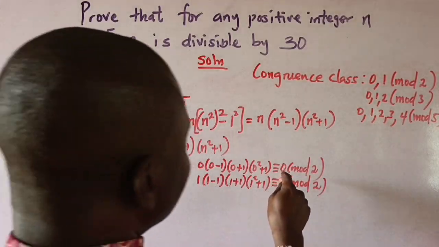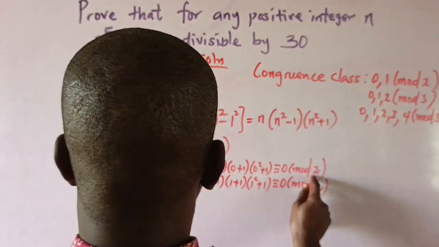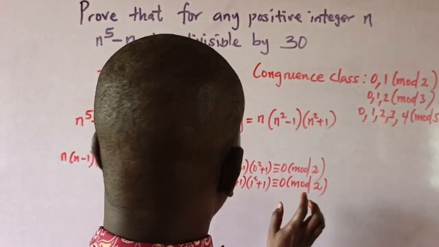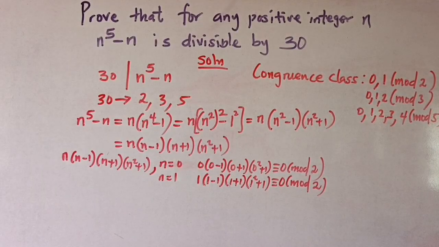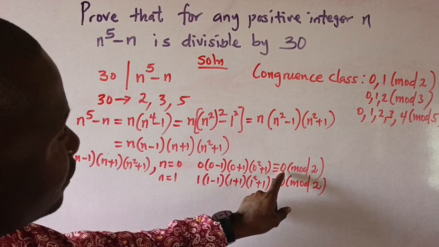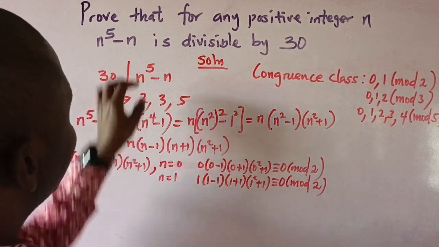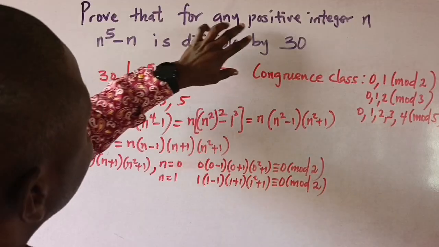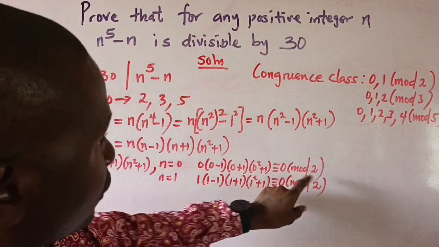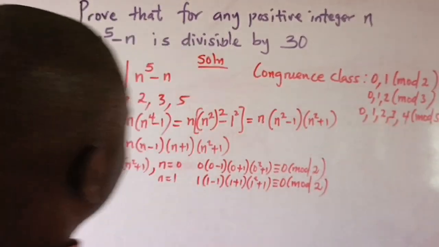And any number that leaves the remainder of 0 when divided by 2 implies that the number is divisible by 2. So that is the implication. Any number that leaves the remainder of 0 when divided by 2 means the number is divisible by 2. So we have just proved that for any positive integer n, it is divisible by 2. Now we want to prove that it's divisible by 3.